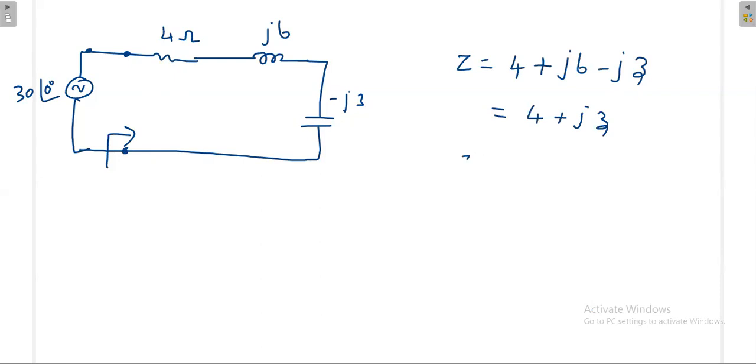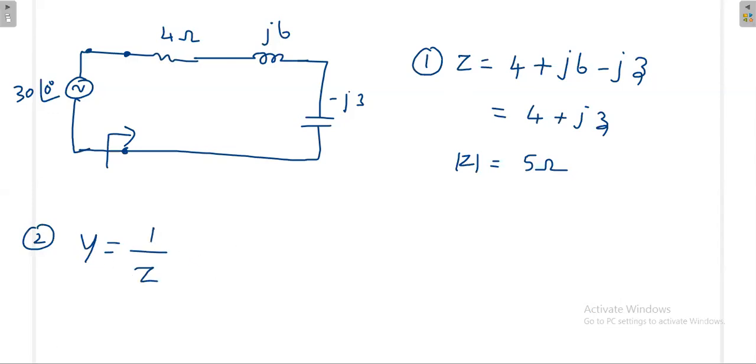Again, sometimes we will use mod Z also. What is the mod Z value? The mod Z value is 5 ohm, because the square root of 4 squared plus 3 squared is 5 ohm. This is the first question. What is the second question? The second question here is Y. We have to calculate Y, but you cannot directly calculate it. Y is equal to 1 by Z.